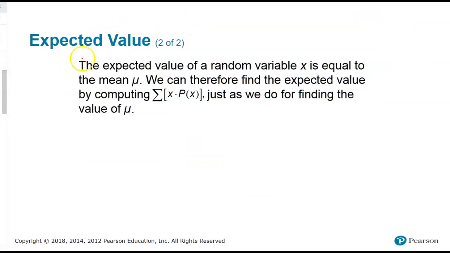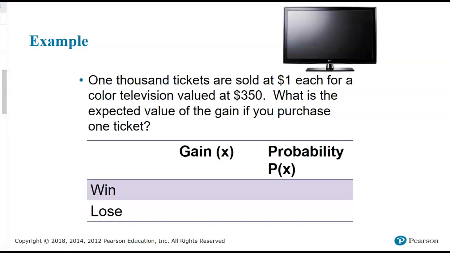Okay, we already mentioned expected value is basically another word for the mean. So I want to do a couple expected value problems to wrap up the section today. Okay, here is an example. 1,000 tickets are sold at $1 each for a color television valued at $350. So I've got this little raffle, maybe a school raffle, church raffle, something like that. What is the expected value of the gain if you purchase one ticket?